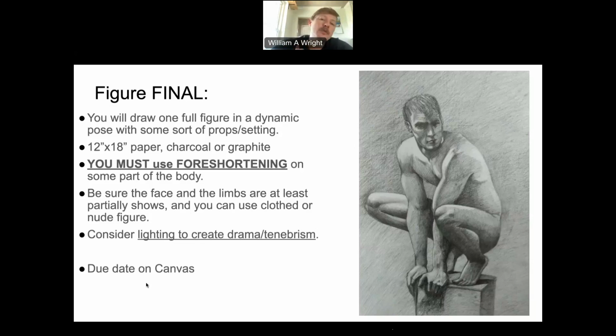Beyond making sure you use a pose that has some foreshortening and that there's a prop that gives them weight and stance or pose, you're also going to consider lighting and create a sense of drama or tenebrism. You're going to get that overarchingly dark vibe. I am giving you this as a requirement because it's also permission to really cover the page in charcoal or pencil. You can use black paper and chalk, but most of you will probably use white paper, so you're going to use charcoal and chalk, or charcoal or pencil.